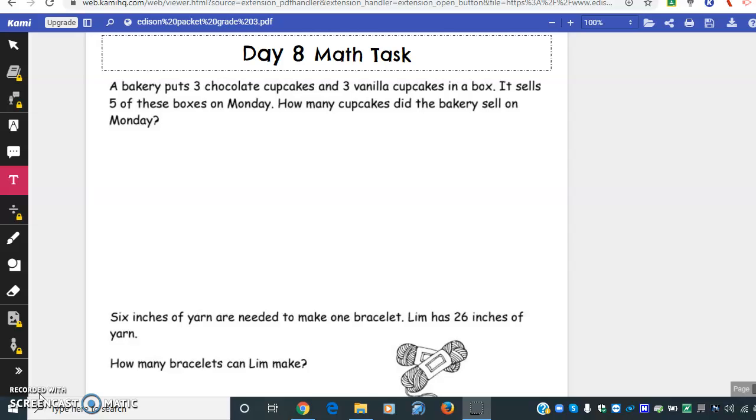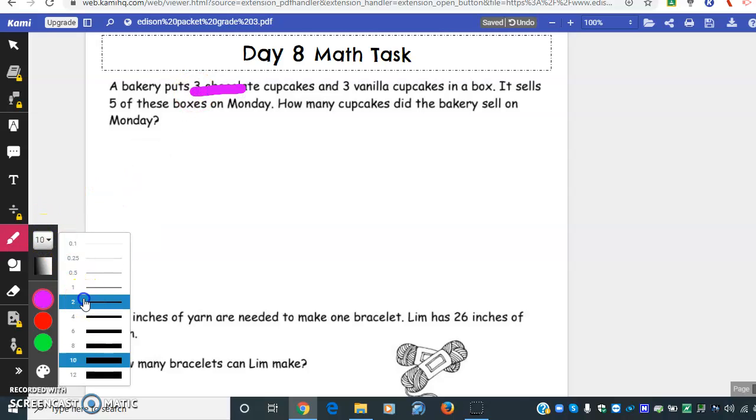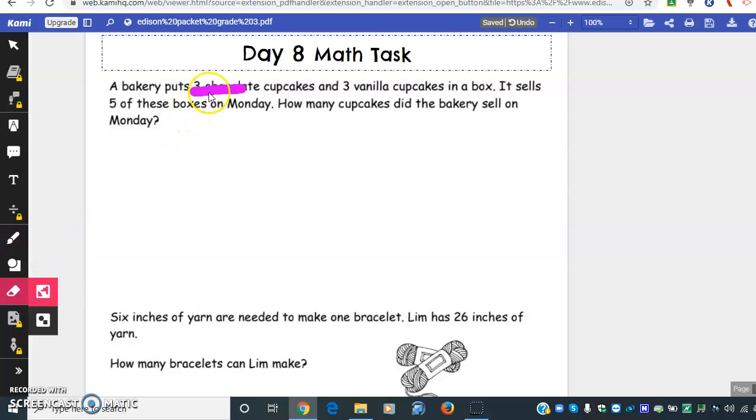All right, this problem has 3 numbers. That's the first thing that should jump out at you. We have 3, let's make that a little bit smaller. Erase that. Try that again. Okay, we have 3 chocolate cupcakes, 3 vanilla cupcakes in a box, and then we have 5 of these boxes.